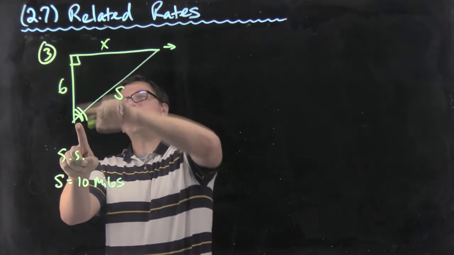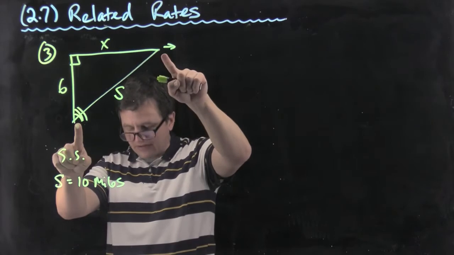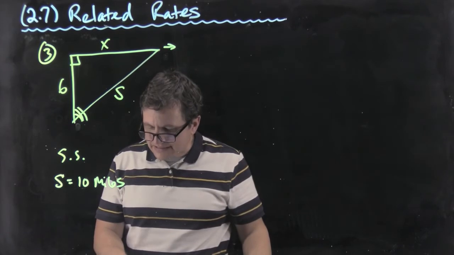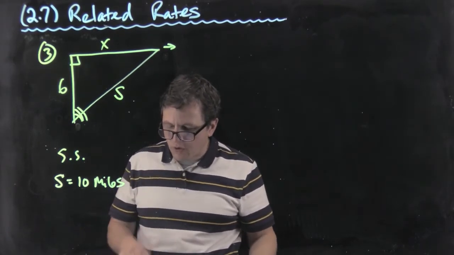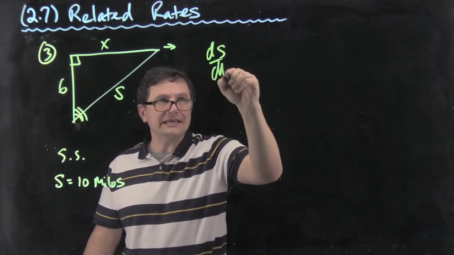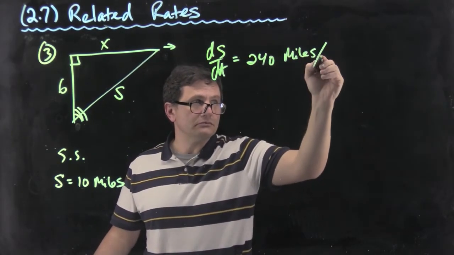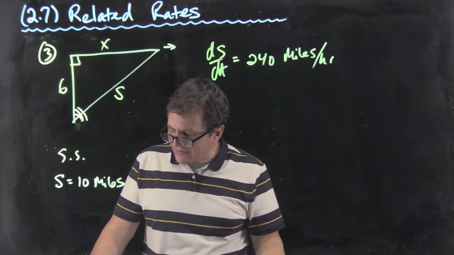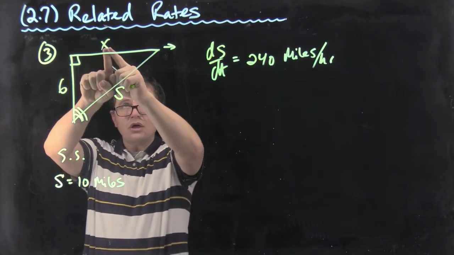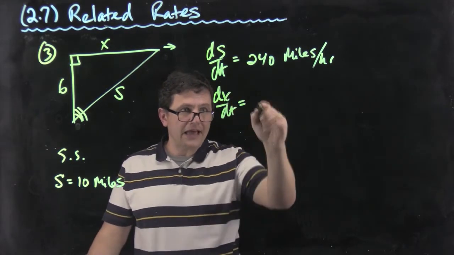And the antenna does not track the horizontal distance, it's just the distance from the antenna to the plane. So it's always going to be this hypotenuse here. So when that is 10 miles, S is changing at a rate of 240 miles per hour. In other words, ds over dt is equal to 240 miles per hour. What is the speed of the plane? So understand, if we're talking about the speed of the plane, we're talking actually how fast x is increasing here. So this is going to be dx over dt, and that is what we're trying to find.